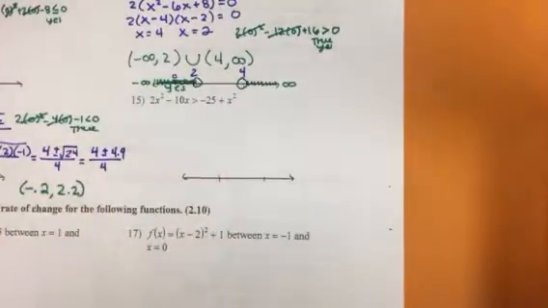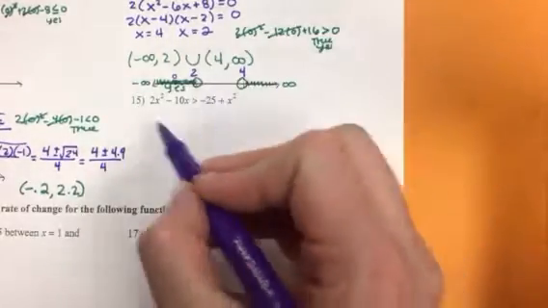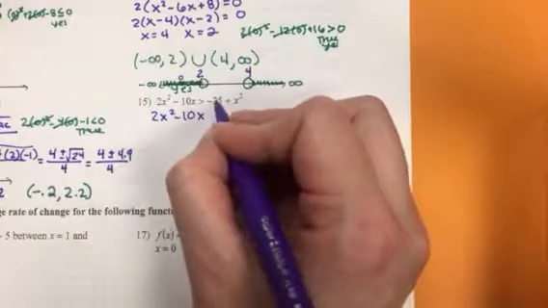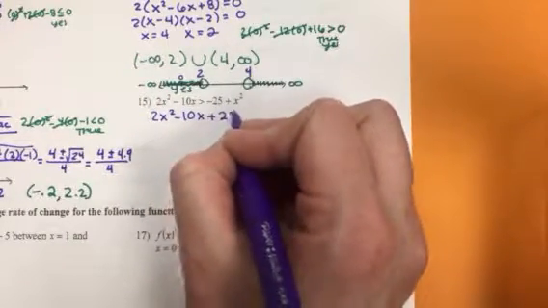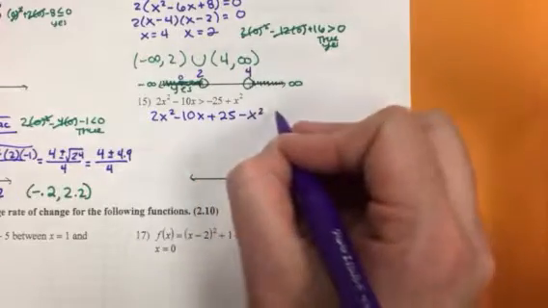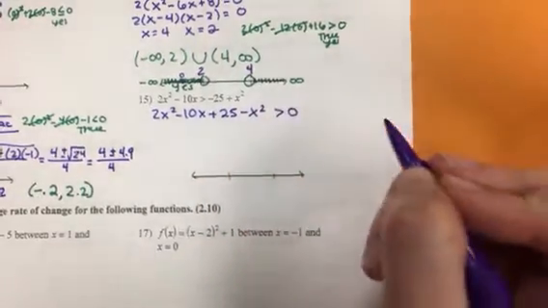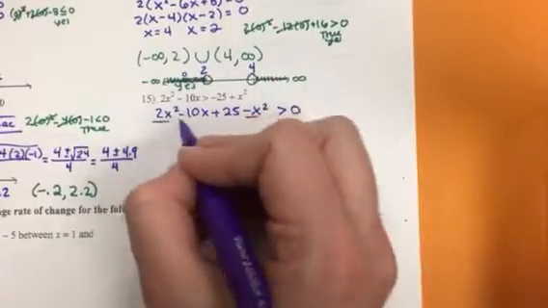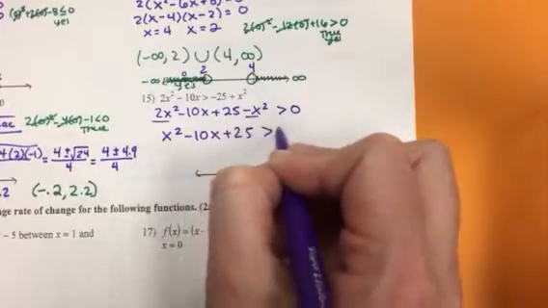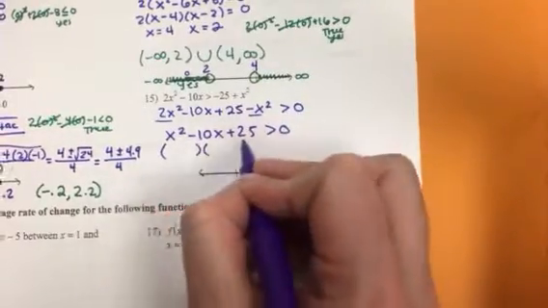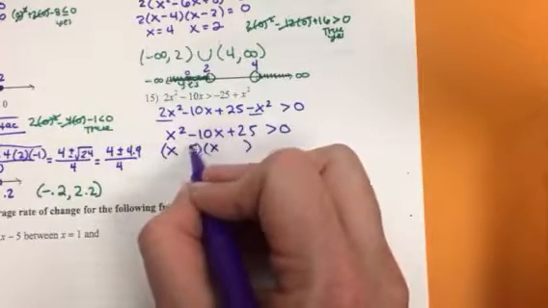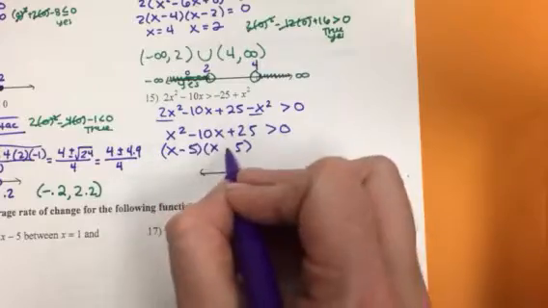15. I'm going to try and get all of my terms to the right side. So we have 2x squared minus 10x. If I move the 25 over, it becomes a positive. If I move the x squared over, it becomes a negative. I want to combine like terms. Try and factor it. Multiples of 25 are 5 times 5, and to get negative 10, they both have to be negatives.